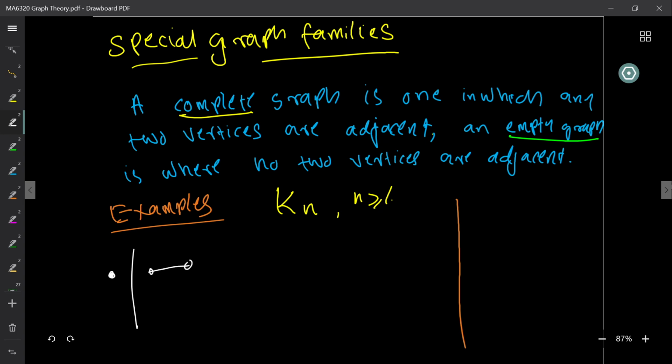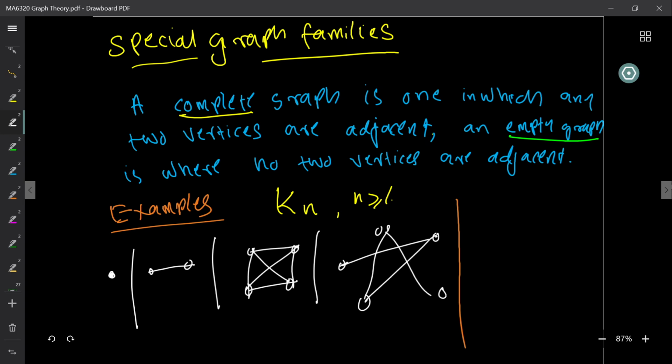Suppose you have two vertices and there is only one edge possible connecting them. Therefore, that is also a complete graph. Any two are adjacent. Then you can look at 3 or 4, let's say 4. In this case, you have all the 4 adjacent. This is another complete graph. Then you have this graph where you have all the 5 vertices and any 2 vertices.